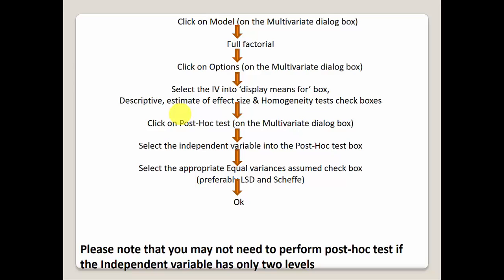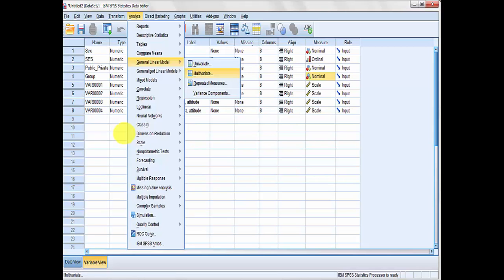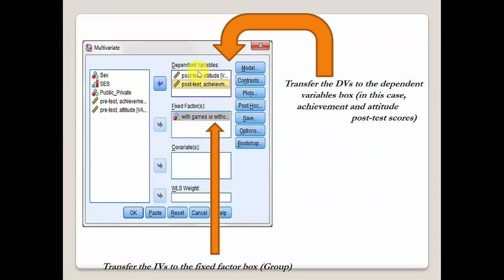So you click on model, the full factorial, you click on options, select the independent variables into the display means. An example of that is on slide 11. Let's go to slide 11. So on slide 11, we can see the data there. We are on the variable view. Then we can see analyze on top. Then you can also see compare, general linear model. The next one is multivariate. Then let's go to slide 12.